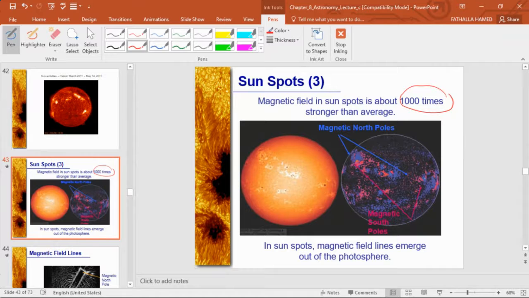And of course, these magnetic fields seem to emerge out of the photosphere, which is the surface of the sun. So in that region, the temperature is cooler and the magnetic field is higher. So what is the connection between these two?